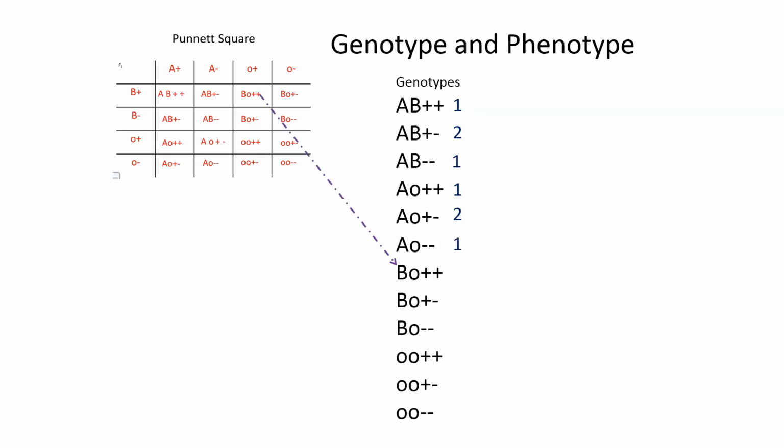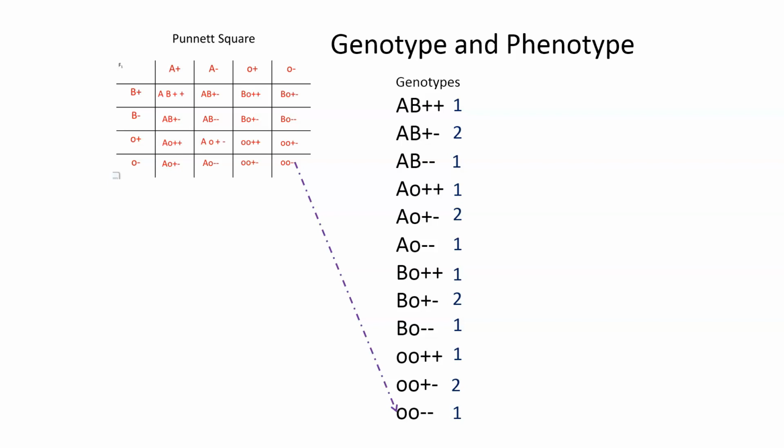The BO plus plus, we've got one. The BO plus minus gives us two. The BO minus minus, we've got one. The OO plus plus, we've got one. The OO plus minus, we've got two. And the OO minus minus, we're going to have one. And that's the possible genotypes.